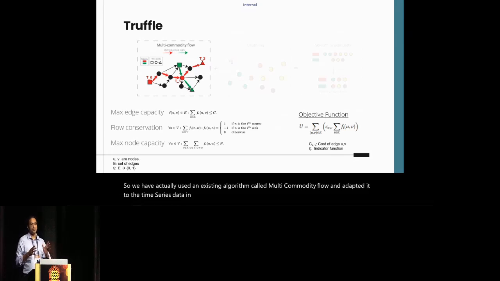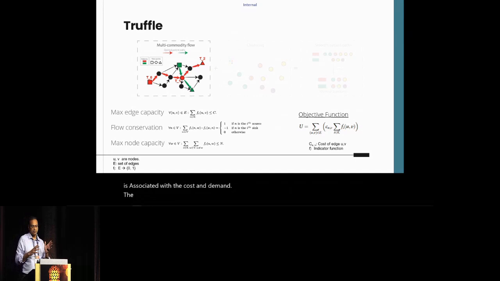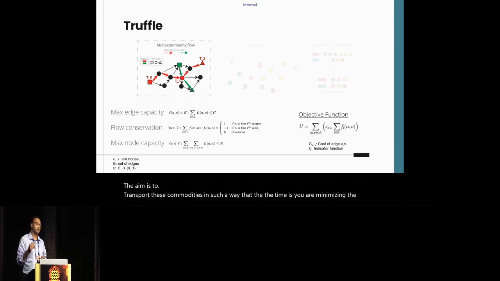The multi-commodity flow algorithm, which is actually based in operations research, aims to transport a set of commodities like oil from source to destination, and the source and destination are connected with a network of highways. Each is associated with a cost and demand. The aim is to transport these commodities in such a way that we are minimizing the time as well as minimizing the cost.